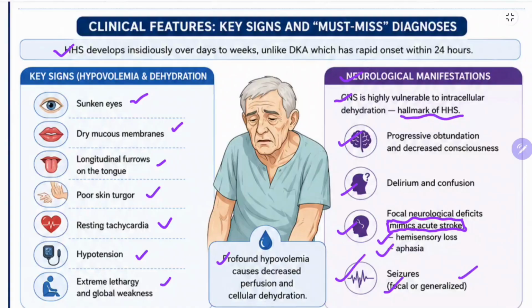So these are the neurological manifestations, and these patients usually present with neurological manifestations, unlike DKA which progresses from symptoms of hyperglycemia to neurological manifestation. So decreased consciousness, delirium and confusion, focal neurological deficits which should be differentiated from a stroke by CT scan, and seizures again should be differentiated from any genetic epilepsy.